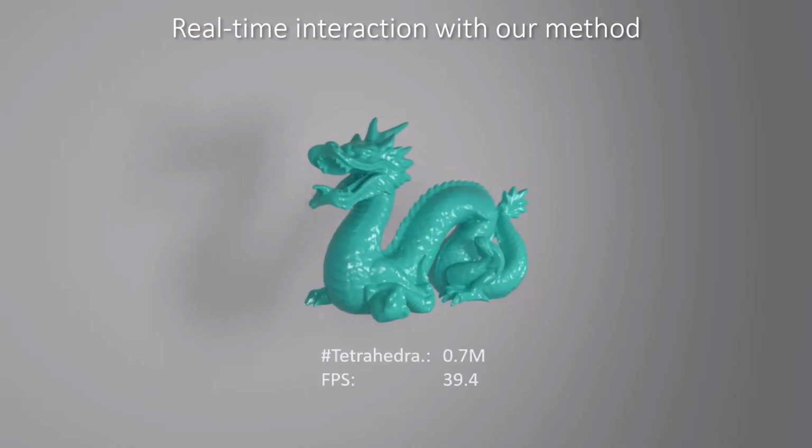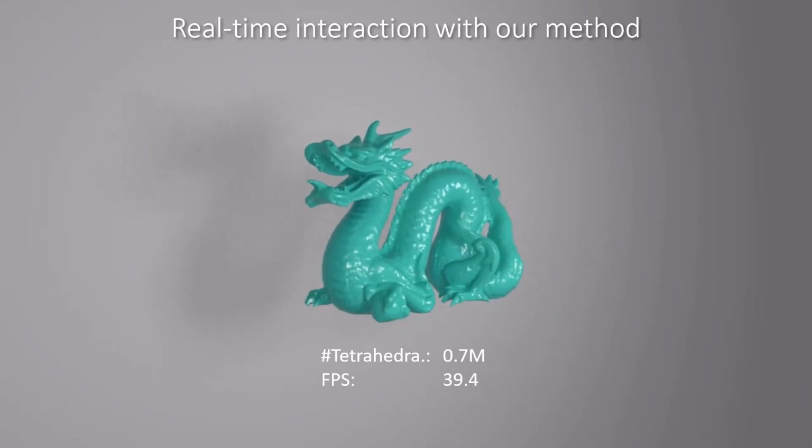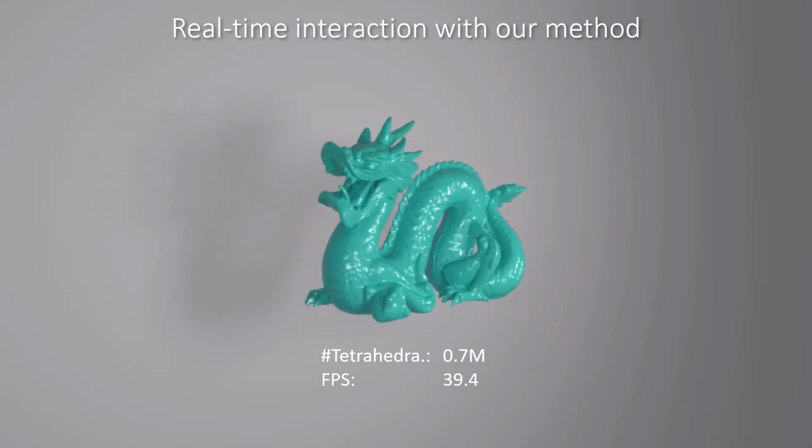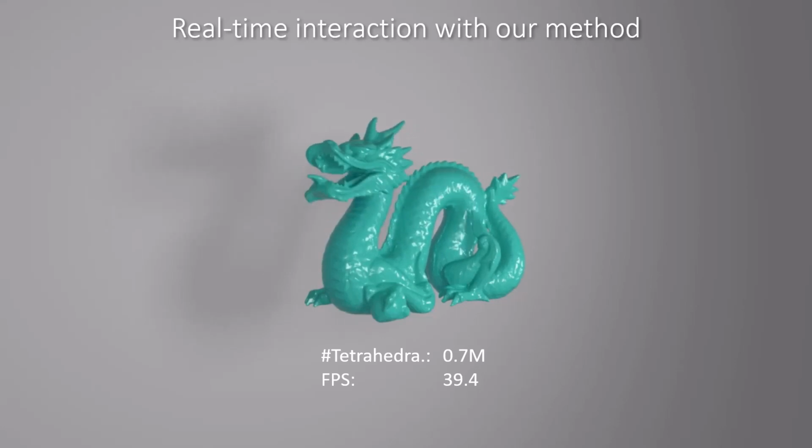With our method as the backbone of the linear solve, we can interact with a deformable dragon with 0.7 million elements at around 40 frames per second.